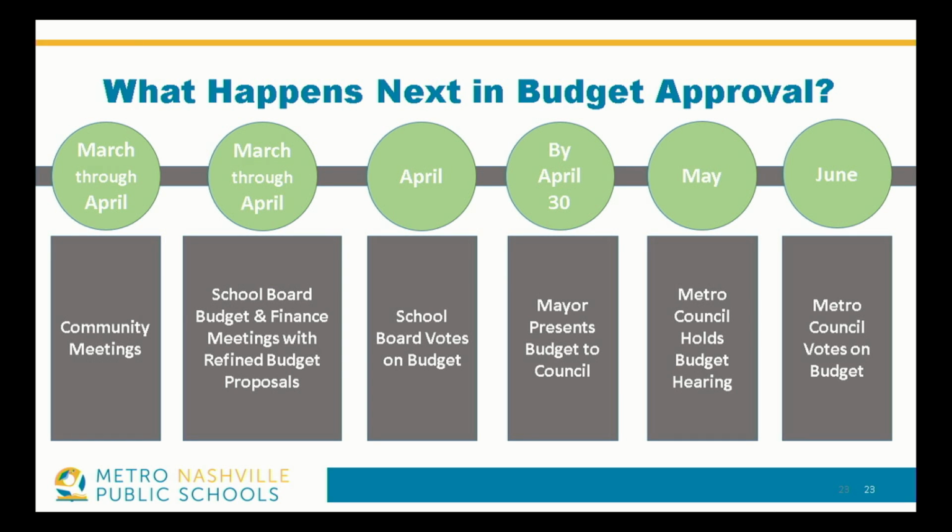And I would like to end with just a quick overview slide of what happens in our budget process. We will continue March through April, given the direction of the board, with our community meetings and our engagement around our budget building process. In March through April, the school board budget and finance meetings will help continue to refine our budget proposal. Again, we're trying a different approach to this budget building process in an aspirational way, and in close partnership with the mayor and Metro Council. In April, the school board will vote on the budget to keep us on track.